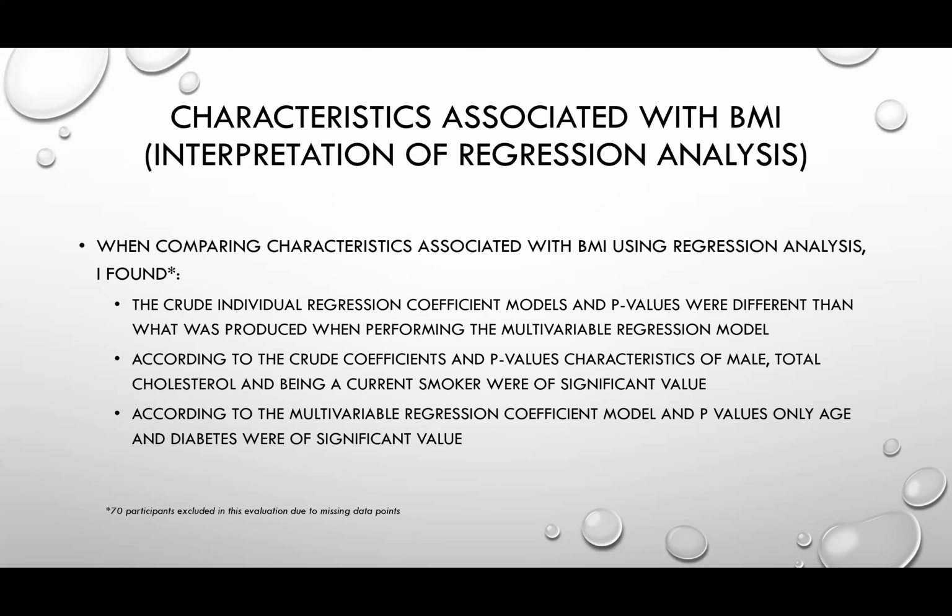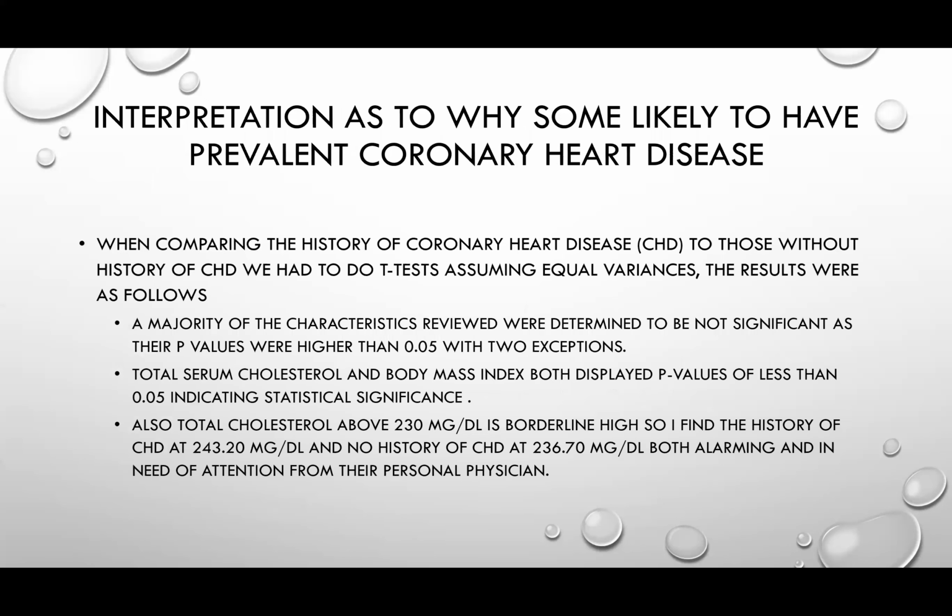Characteristics associated with BMI. If we compare the characteristics associated to BMI, the crude data shows a different picture with the coefficients as compared to the multivariable. However, the p-values suggest male total cholesterol and being a current smoker were statistically significant. In contrast, the multivariable coefficients show much different numbers and no significance according to the p-values, with most characteristics, with the exception of age and diabetes, indicating the only p-values with a statistical significance.